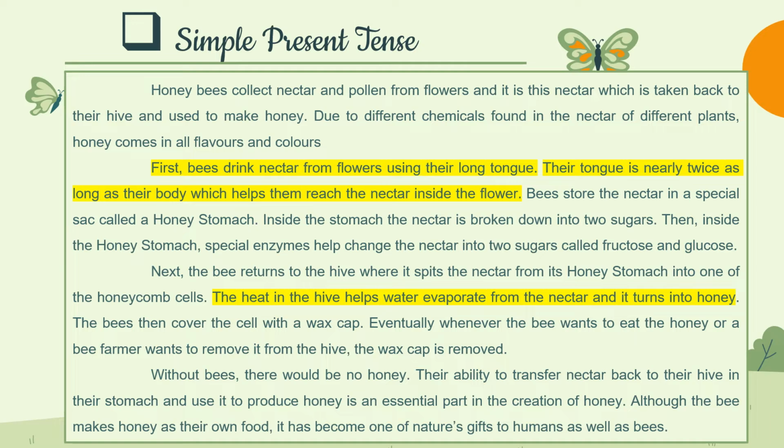Simple present tense. The sentence pattern is quite simple. It is subject plus verb 1. For example, bees drink nectar from flowers using their long tongue. Their tongue is nearly twice as long as their body, which helps them reach the nectar inside the flower. The heat in the hive helps water evaporate from the nectar and it turns into honey. Out of the things that are mentioned, there are actually many sentences that use the simple present tense, since this language feature is used when something happens regularly.